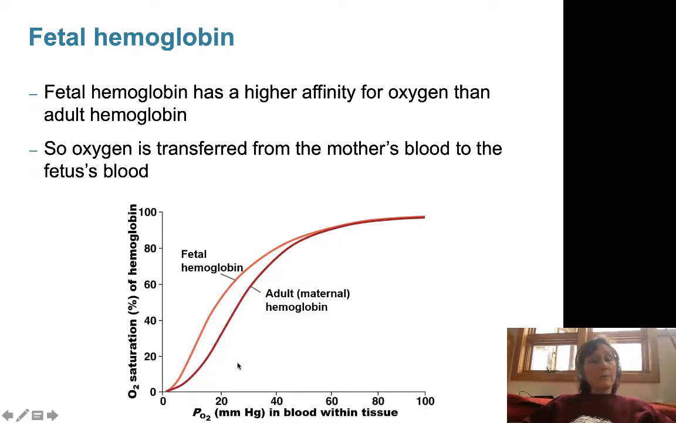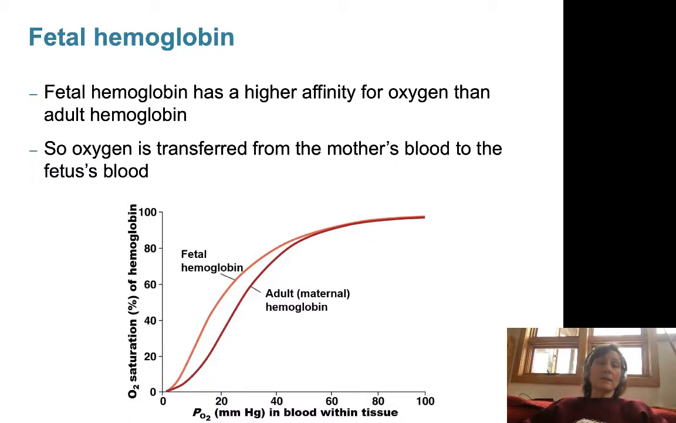Another point to note, by the way, is that fetal hemoglobin has a higher affinity for oxygen than adult hemoglobin. So oxygen, as a result, will be transferred from the mother's blood to the fetus's blood to accommodate that need for oxygen. It's not surprising, given that the fetus is very active and growing, it's going to need a lot of oxygen.